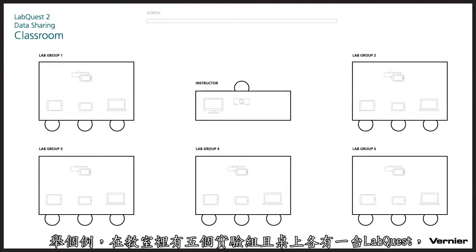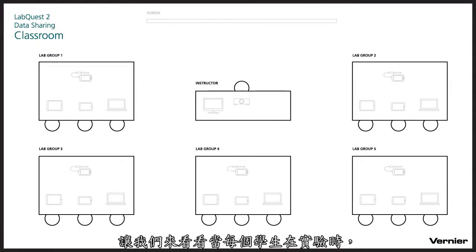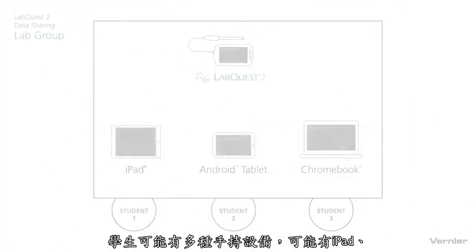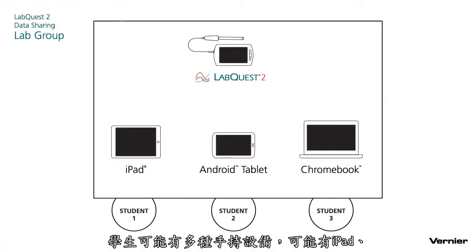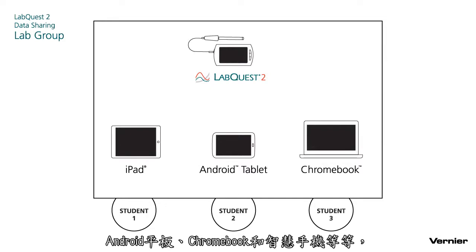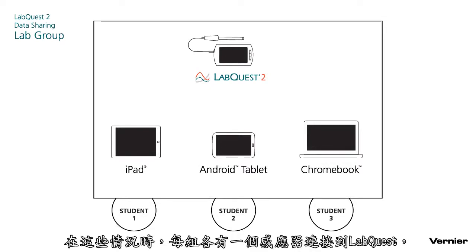For example, here we have 5 lab groups in a classroom with one LabQuest at each table. Let's take a look at what happens while each group of students are collecting data during a science experiment. Students could have a variety of mobile devices. We could have iPads, Android tablets, Chromebooks, smartphones, whatever it may be. In each case, the lab group has a single set of sensors connected to the LabQuest.